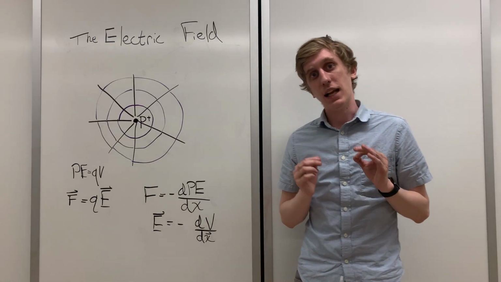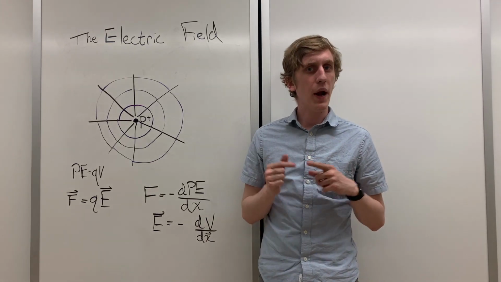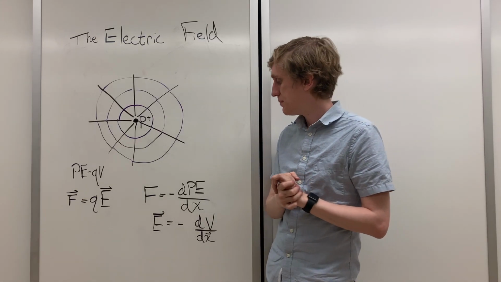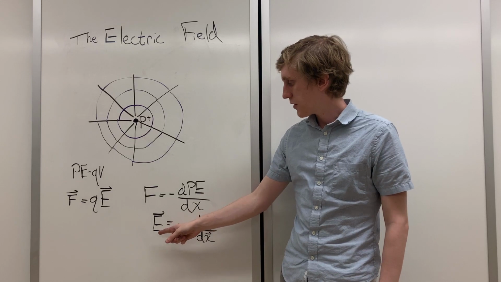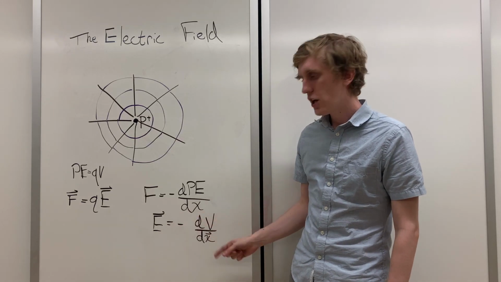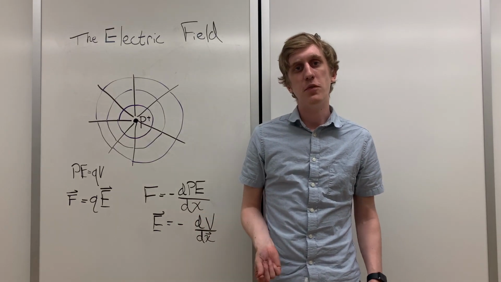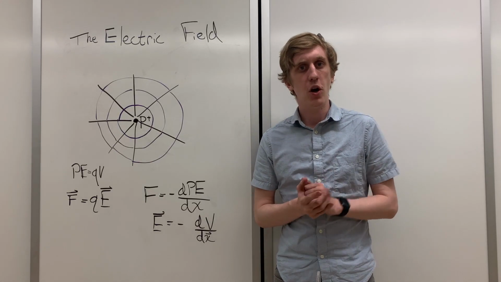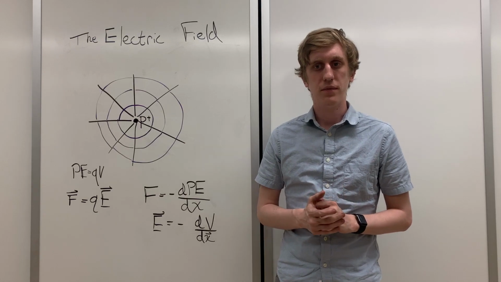Equipotential lines and electric field lines will always point perpendicular to each other, no matter how complicated your setup. This is because the electric field is directly related to the change in voltage as you move around. If there's no change in voltage in a direction, then there's no electric field in that direction.